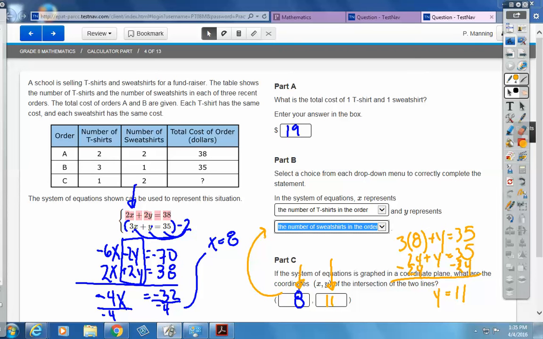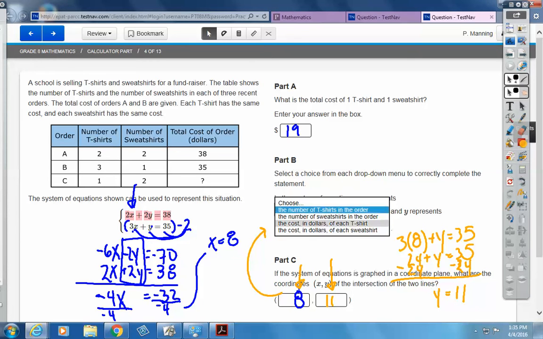Because in this system of equations, x represents the number of, is that what we just said here? No, we know the number is given here. What x represents is the cost of each t-shirt, isn't it? Which means that y is the cost of the sweatshirts. Oh my goodness gracious. I hope you caught that before I did.